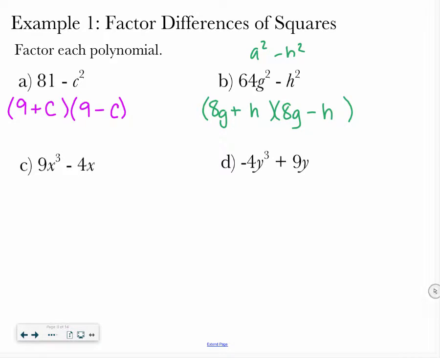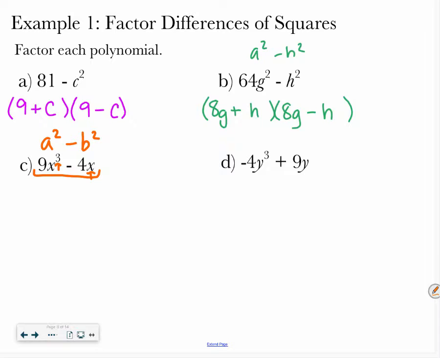So I know that when you have a squared minus b squared, you end up with a sum and a difference. So let's look at this next one. Is it in this format, the format we like? No, because I see we have a cubed here and another non-squared number here.